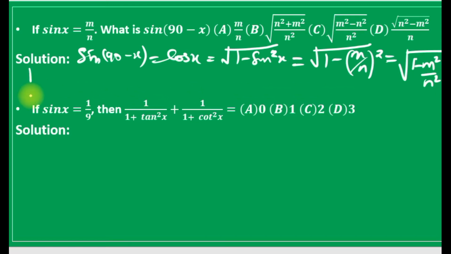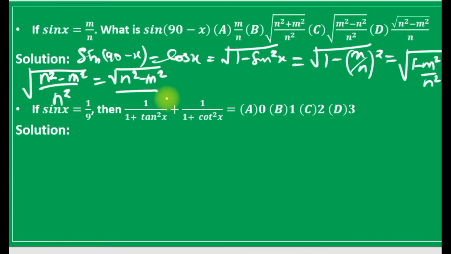And you can see we can bring the two together. The LCM is n squared. So we have n squared minus m squared. And again, there is nothing like that in the option. So we can split the square root as square root n squared minus m squared over square root of n squared. What is square root of n squared? N. So our answer is D.